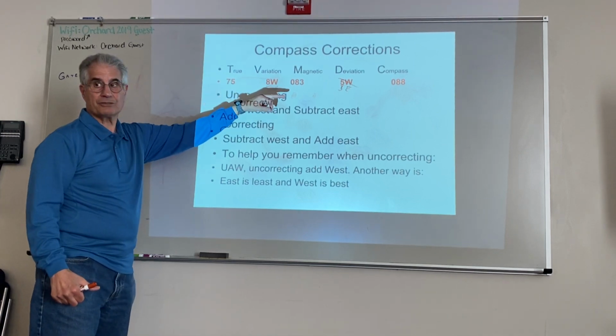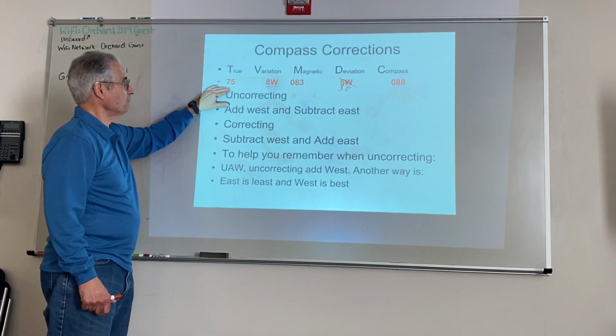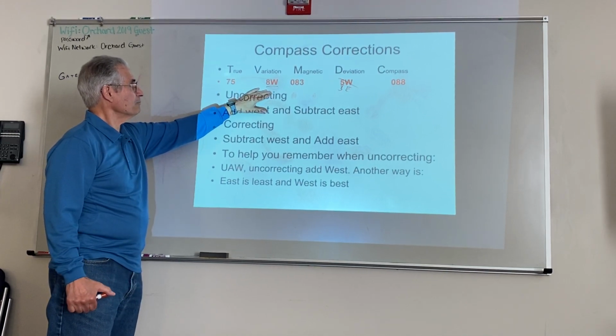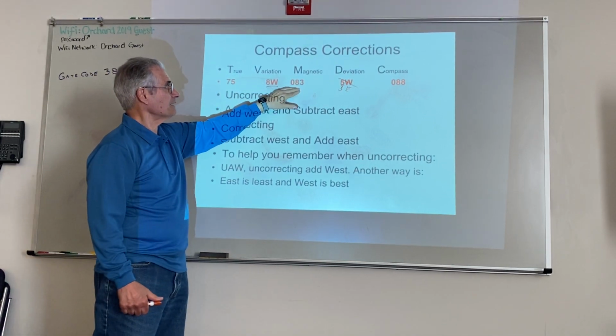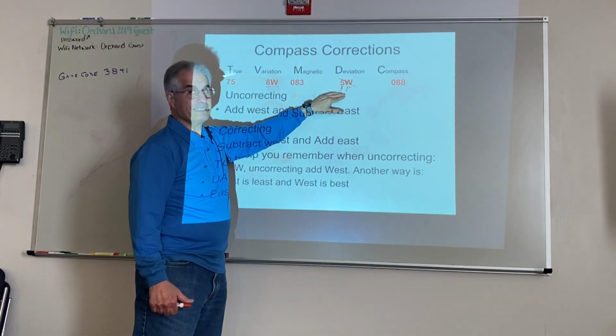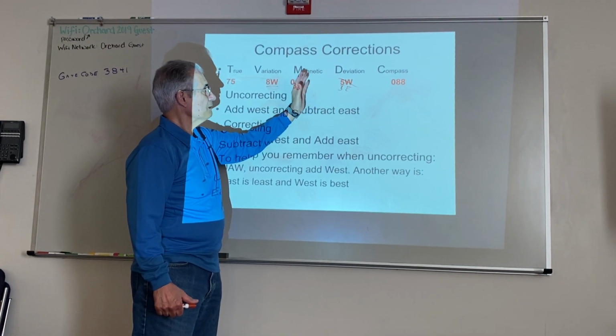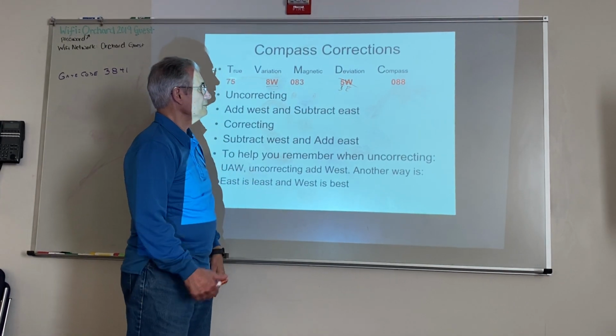I'm correcting because we're going from true to compass. So you have 75, correcting, add west, makes it 83, which is magnetic. Then for your deviation, you're going to subtract east. So instead of 83, you're going to be down to 78.